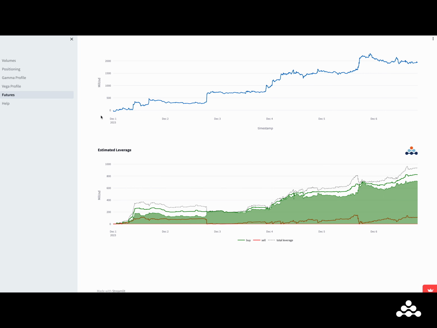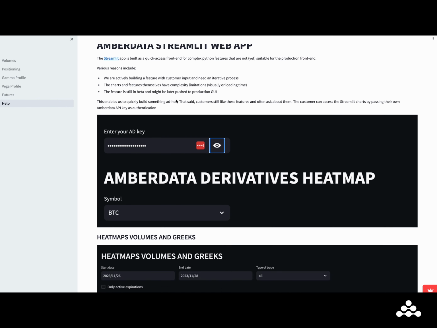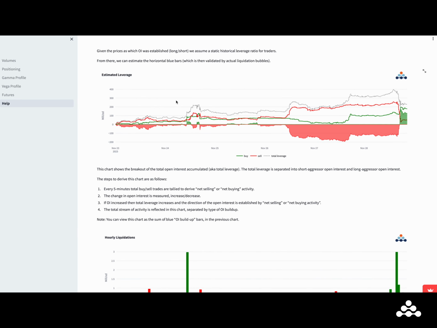If you need any more help around calculations or explanations, there is a help tab here. You can go ahead and click the help tab and you'll see a breakdown of everything as well.